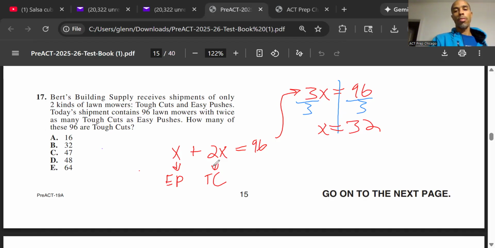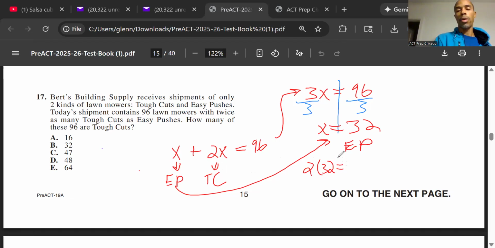So that would mean what? We go back and see what we set x equal to. x was the easy pushes, so they got 32 easy push lawnmowers. And did they ask about easy pushes? No, they asked how many are tough cuts. So we plug in 32 for x in the tough cuts, 2 times 32, because he made twice as many tough cuts as easy pushes. So that's 2 times 32, which is 64. So he did 64 tough cuts and 32 easy pushes. If you add them together, you get 96, right?